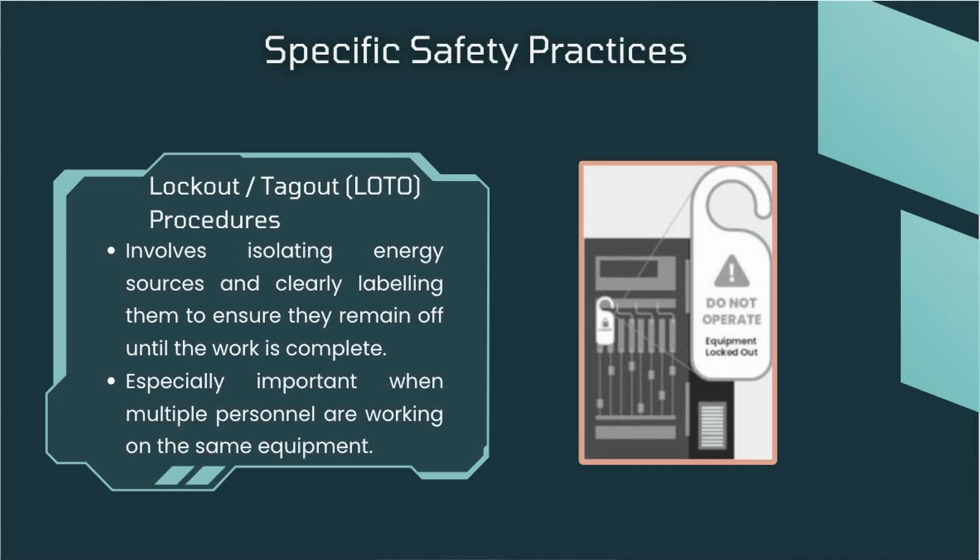Adhere to lockout, tagout, or LOTO procedures. LOTO is a critical safety protocol to prevent accidental energization of equipment during maintenance. It involves isolating energy sources and clearly labeling them to ensure they remain off until the work is complete. This practice is especially important when multiple personnel are working on the same equipment.